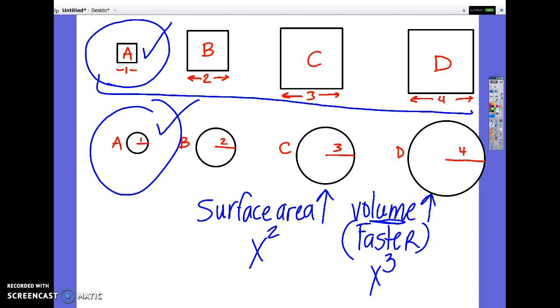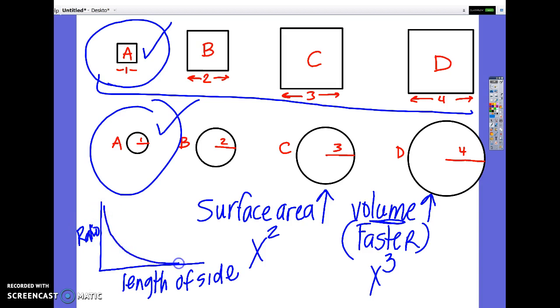In fact, in the lab, you may recall, you had the length of a side as your x-axis, and I had you calculate the surface area to volume ratio, and that was your y-axis. If you did that correctly, it looked like this. As the length of a side increased, the surface area to volume ratio decreased, meaning it would take longer and longer for something to reach the center. If we were to drop all 4 of these cubes into vinegar, D would take the longest for stuff to get to the middle. A would take the shortest amount of time, because it has the best surface area to volume ratio.